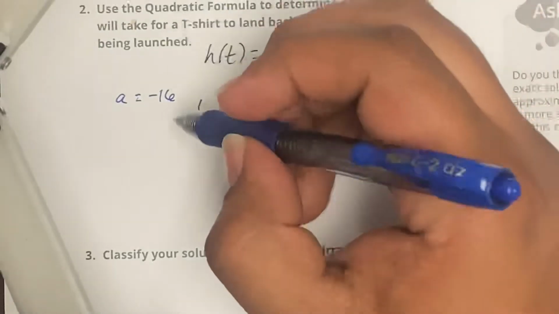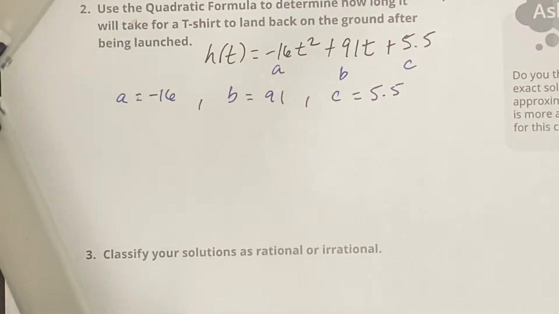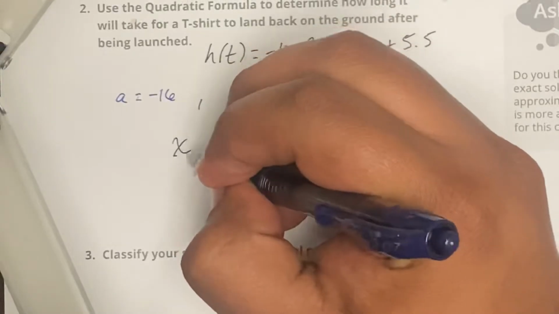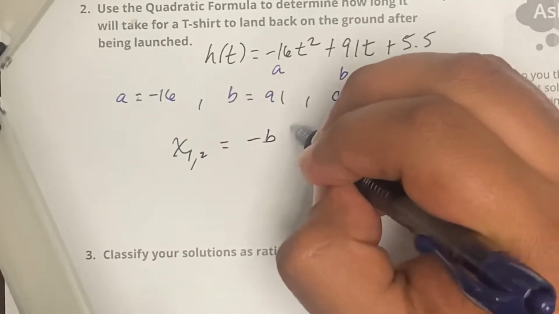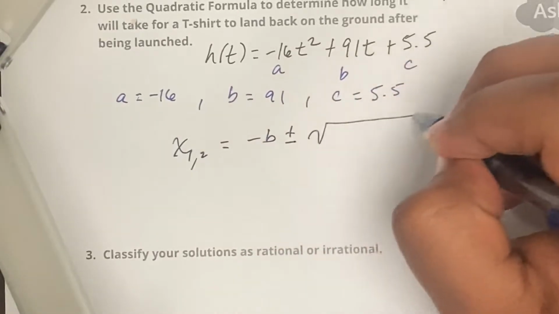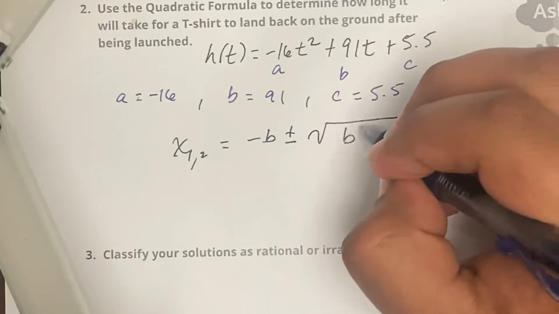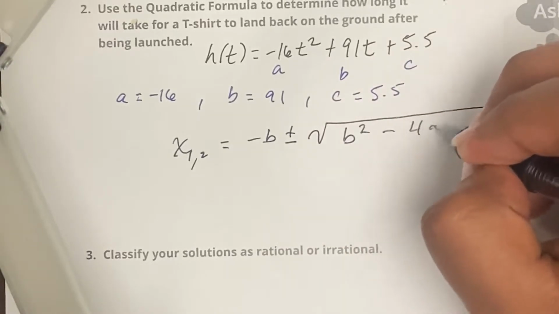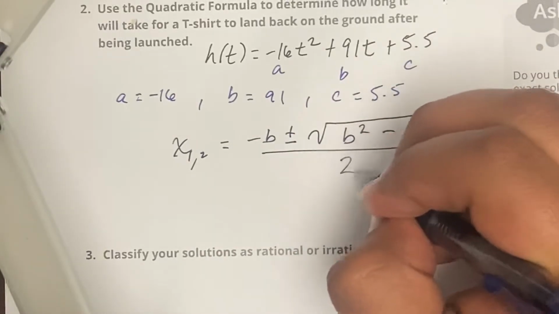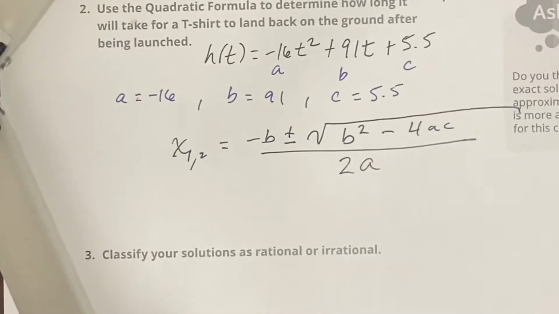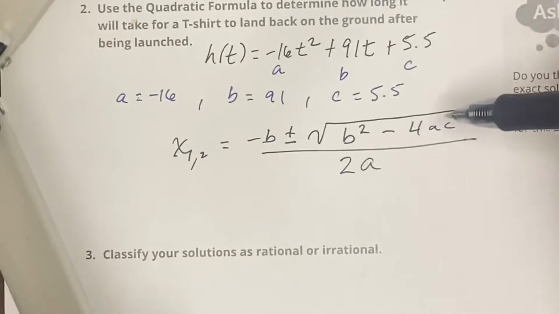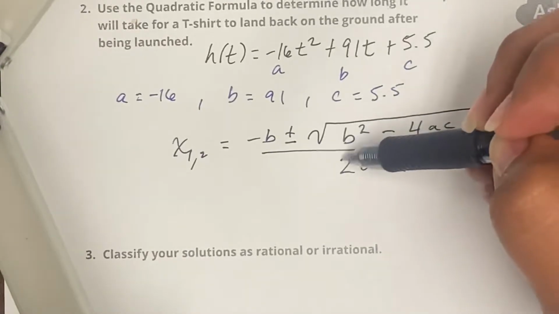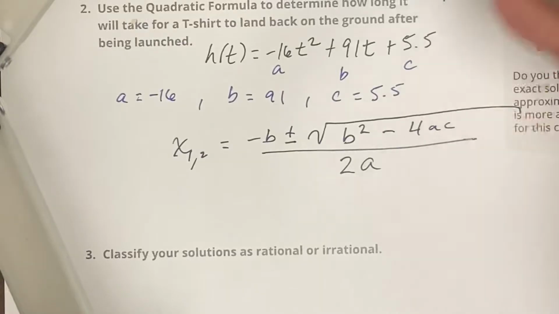Next, I gotta use the formula. Of course, like I said, I like to write it as this: x1, x2 equals negative b plus or minus the square root of b squared minus 4ac over 2a. Pause the video if you need to. I always get questions: sir, are that 4 and that 2 always going to be there? Yes, no matter what. It comes from the proof.